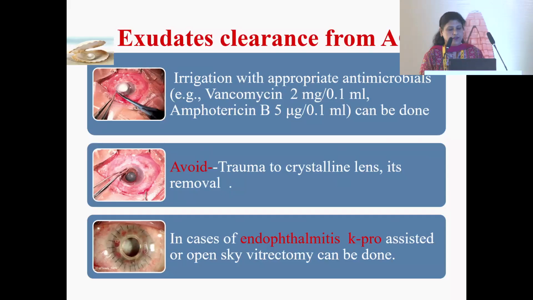Exudates should be cleared with irrigation with amphotericin B as well as vancomycin, depending upon any culture report. Avoid trauma to the crystalline lens because it can lead to endophthalmitis. It is a good barrier to the posterior segment.